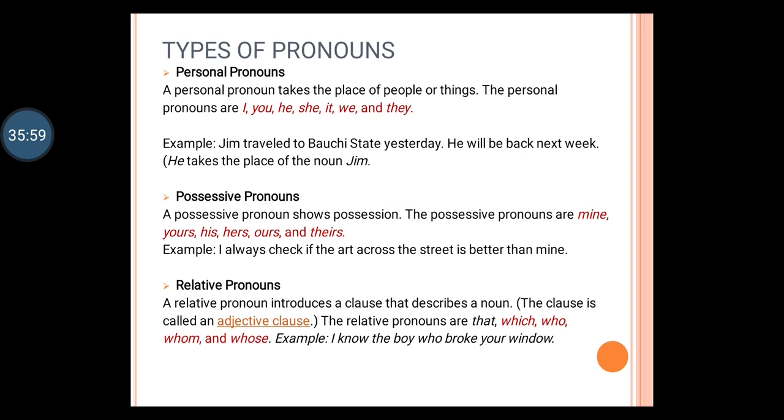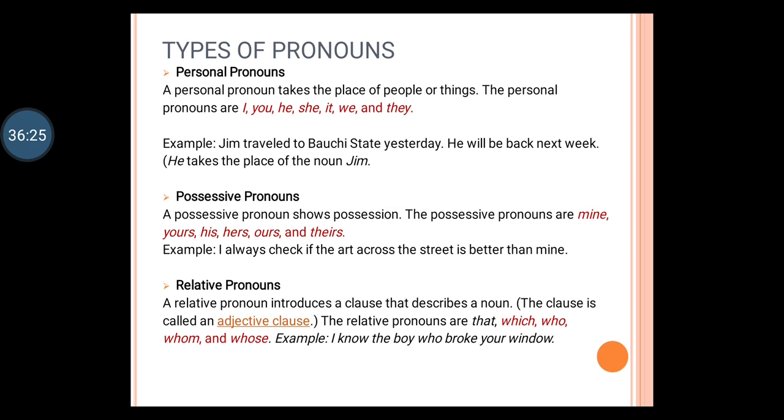All right, now let's move to types of pronouns. We've looked at types of nouns. I hope you can identify the different types of nouns we have now. Personal pronouns. A personal pronoun takes the place of people or things. The personal pronouns are I, you, he, she, it, we, and they.